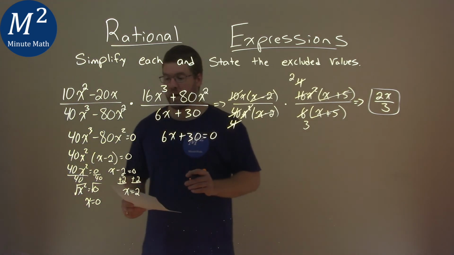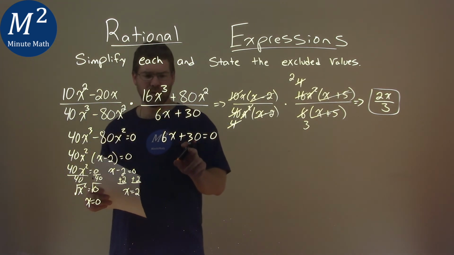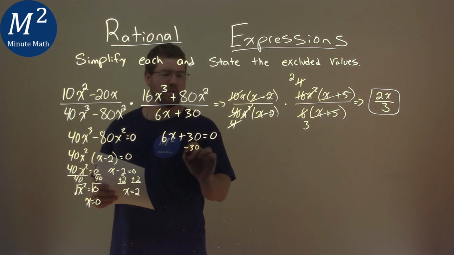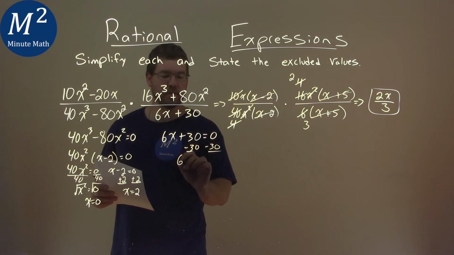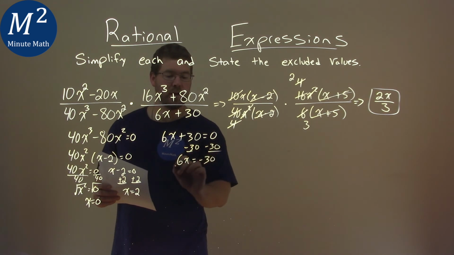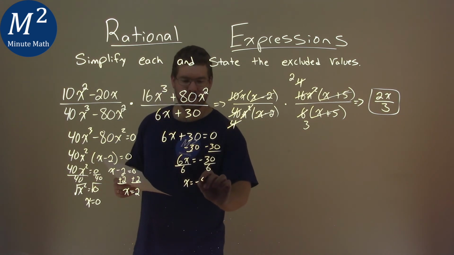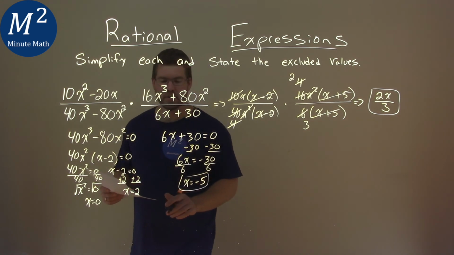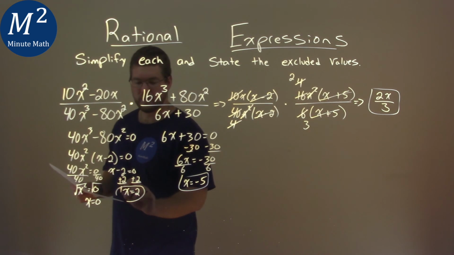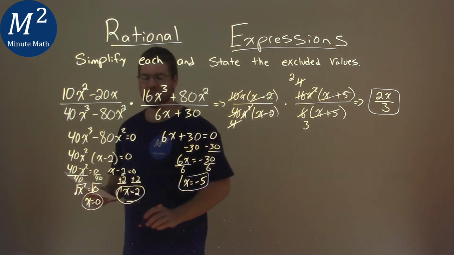This one now I also have to solve. So I'm going to subtract 30 from both sides. We have 6x equals negative 30. I now divide both sides by 6, and x equals negative 5. So we have negative 5, positive 2, and a 0.